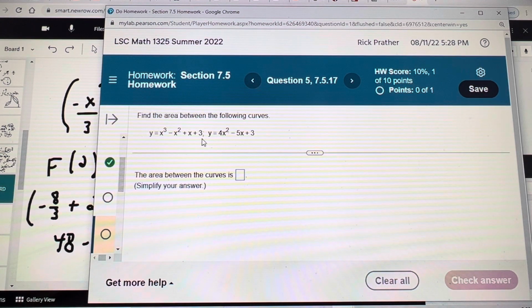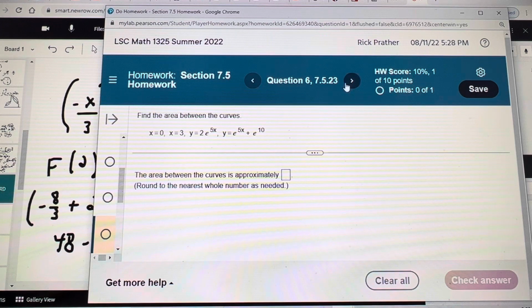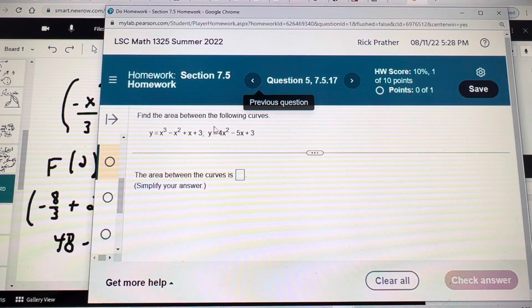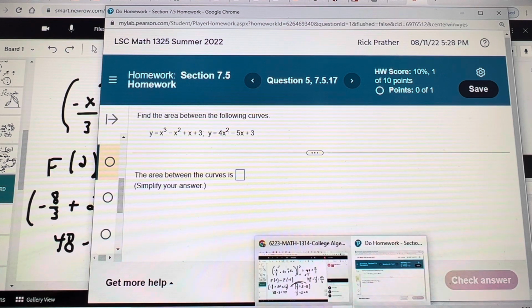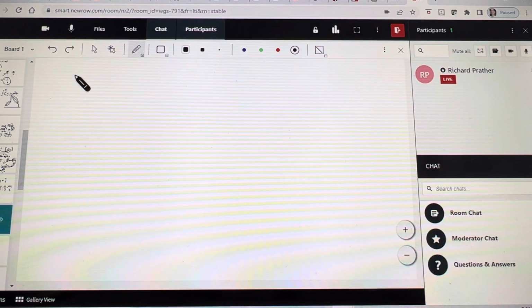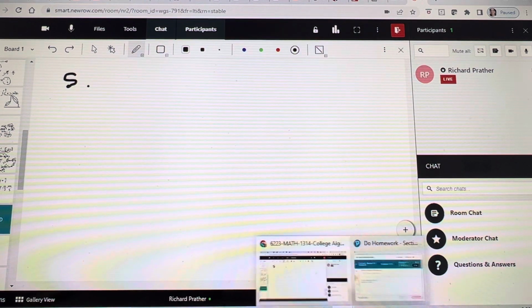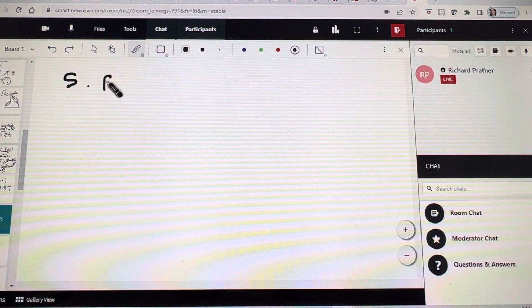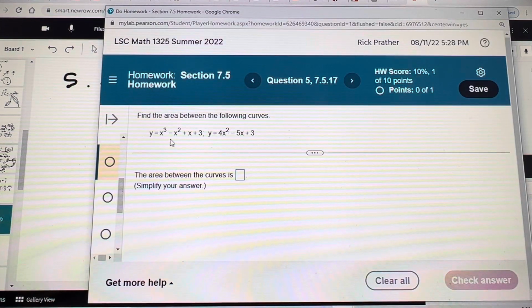Okay, cubic and a quadratic. Area between the curves. Okay, so I know what's going on there. Yeah, let's do that. Maybe this one would be good, number 5. The reason they're not giving me x values now is because, and I'm going to call this first one f of x. You might want to do that too so you keep straight which one's which. F of x is going to be x cubed minus x squared plus x plus 3.